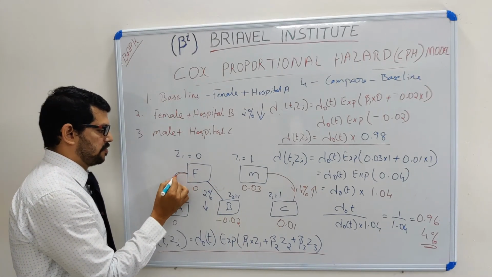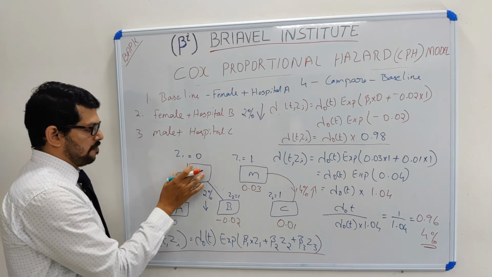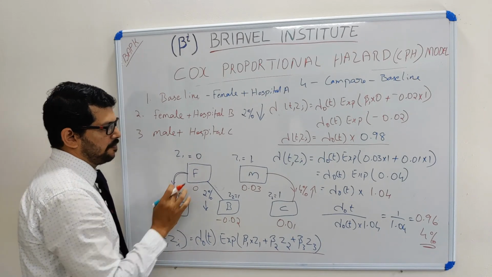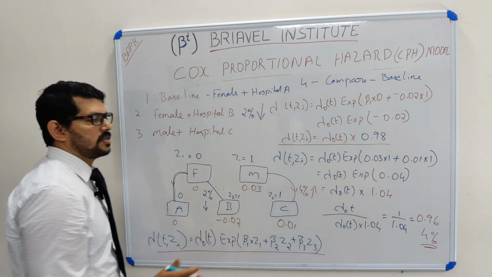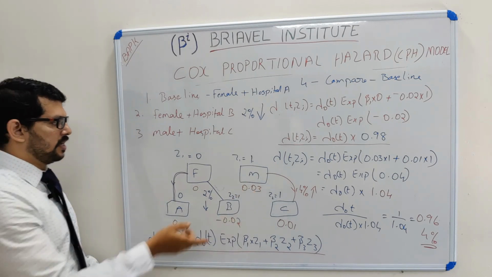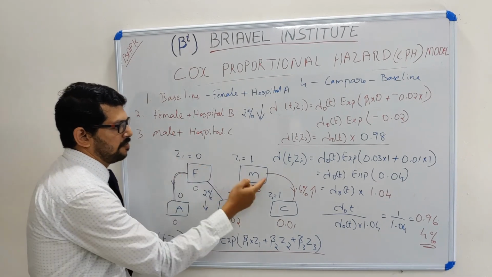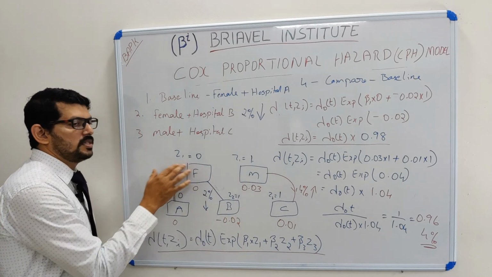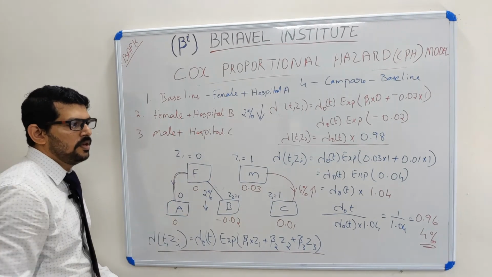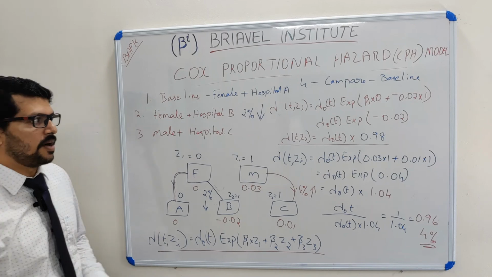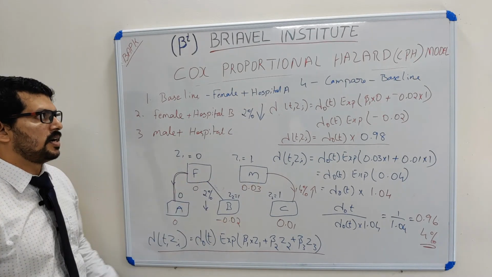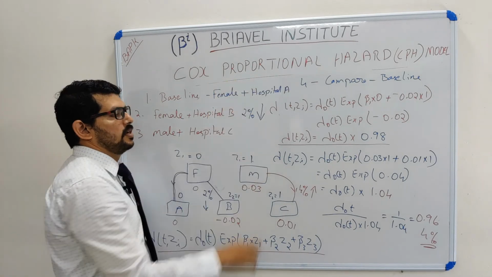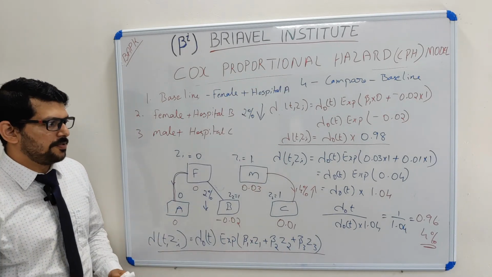Compare this first combination, the baseline hazard, female and hospital A, with male and hospital C. Here there is 4% higher risk. Or we can say the baseline hazard compared with male in hospital C is 4% less. So these are our problems. We have to compare each individual with different covariates. That is the reason it is called a proportional hazard.